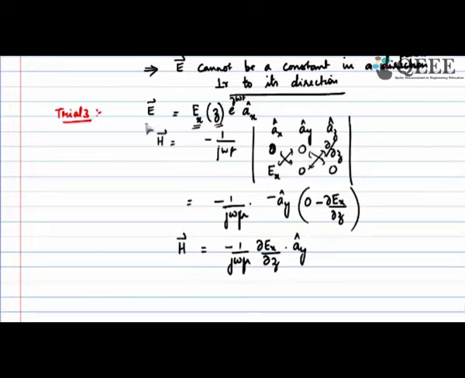This is fine. So I start with an electric field along x direction. The magnetic field is coming out to be along the y direction. This is the simplest acceptable solution. So I will stick with this simplest acceptable solution.